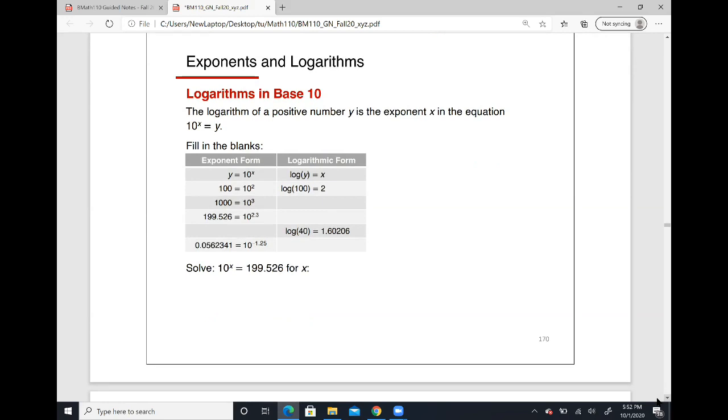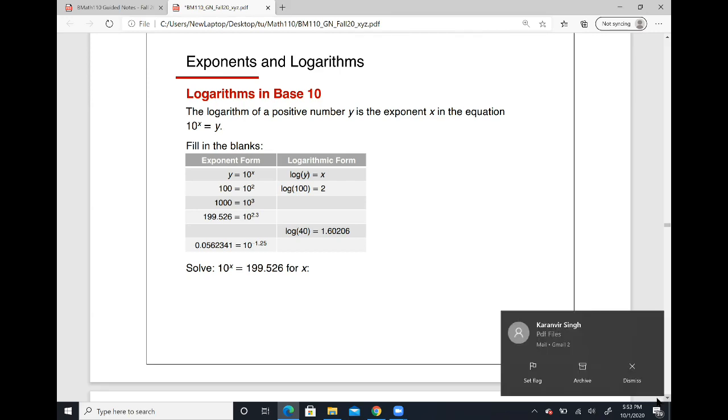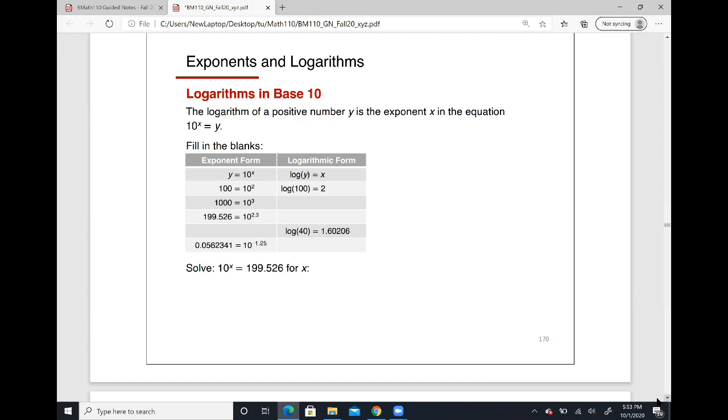All right, so here are exponents and logarithms, and some rules and properties that you may have to consider. The first thing is about log in base 10. The log of a positive number y is the exponent x in the equation 10 to the power x equals y.